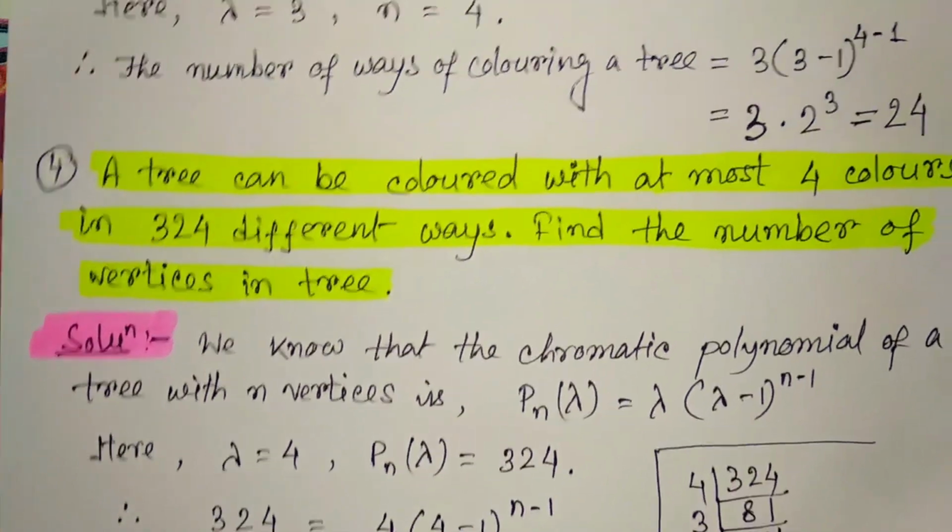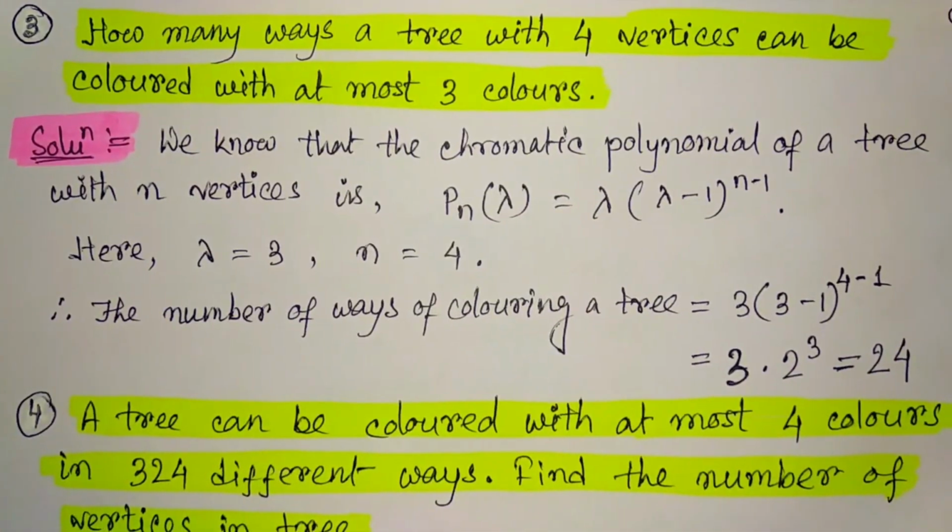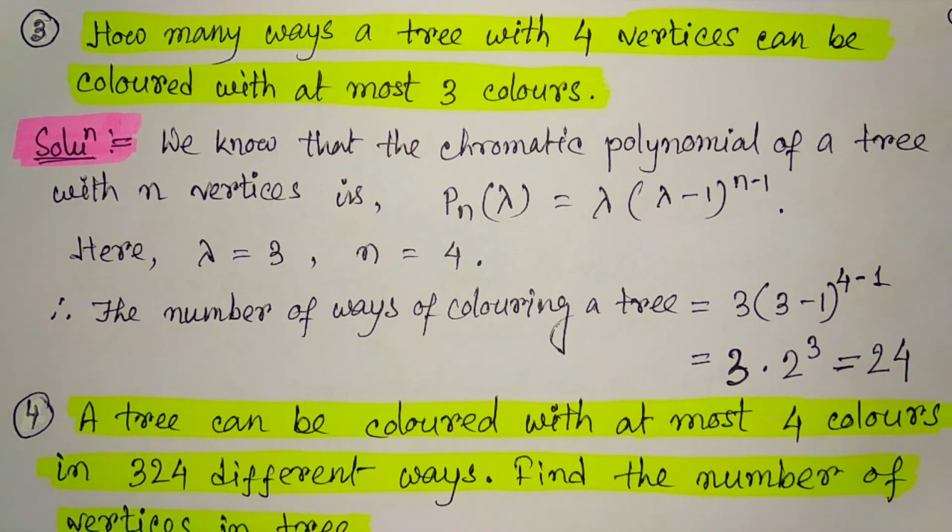Next, the next question is: how many ways are there in which a tree with 4 vertices can be colored with at most 3 colors? So just let me tell you the question again. How many ways can a tree with 4 vertices be colored with at most 3 colors? So first of all, the given graph is a tree with 4 vertices.